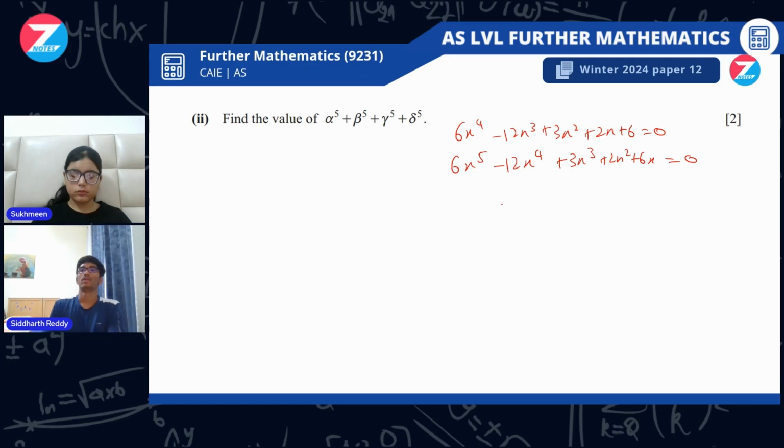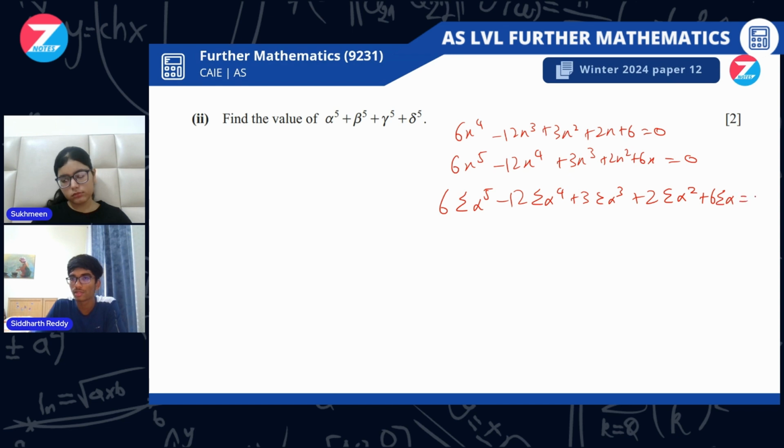So we can do the same thing which we did previously and take the sums again. So we get 6 times the sum of the fifth powers, minus 12 times the sum of the fourth powers, plus 3 times the sum of the cubes, plus 2 times the sum of the squares, plus 6 times the sum of the roots themselves is equal to 0. And we can now substitute the values.